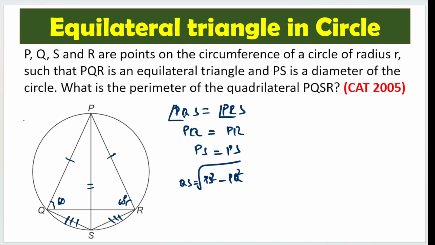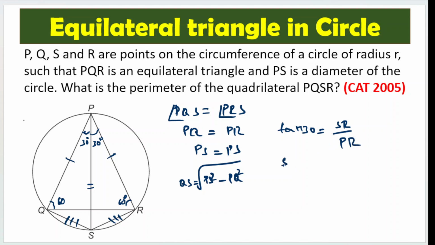Now what we have to find is the perimeter of this entire quadrilateral. Because these are congruent, this angle is equal to this angle. This angle will automatically become 30 degrees. This also will become 30 degrees because the total is 60 degrees. And now this is a right angle triangle. What is tan 30 here? Tan 30 is SR by PR.